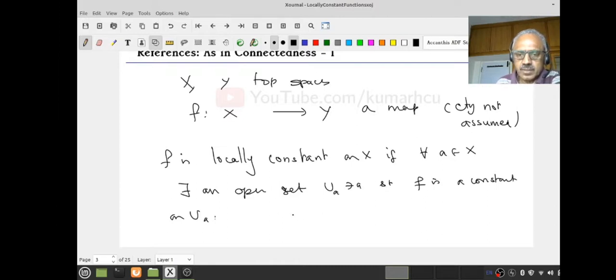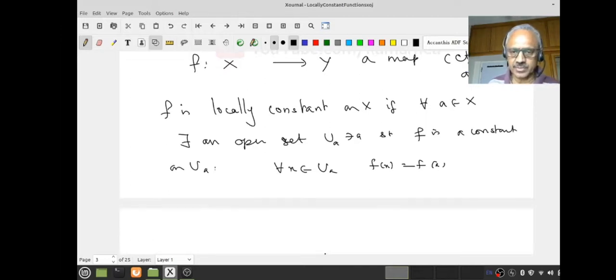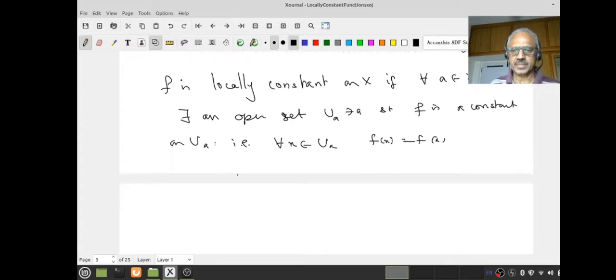Okay, notice that therefore that means for every x in U_a we should have f(x) equal to f(a), because it must be constant. So let us take that itself. You understand that? That is for every x. Is that clear?